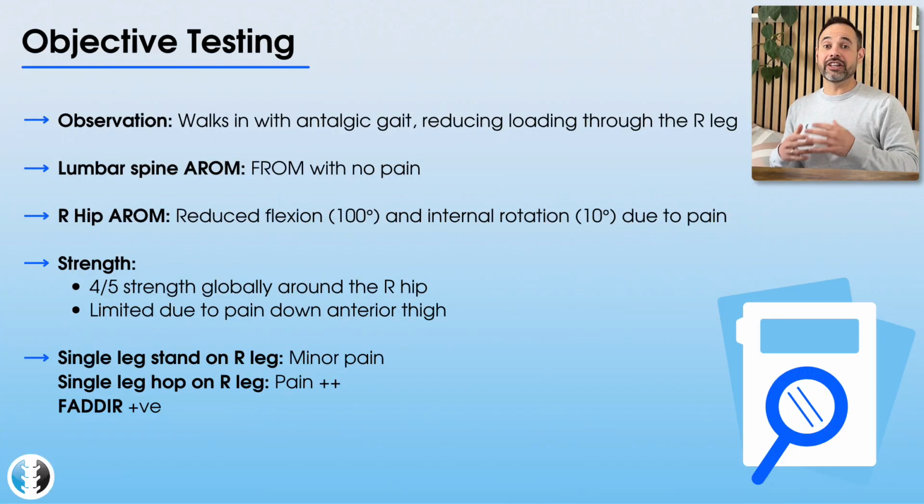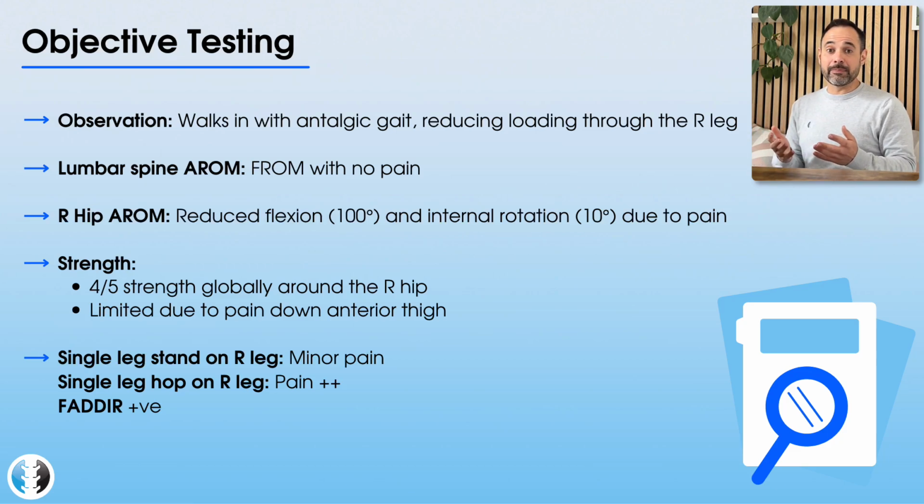So next, let's look at the objective examination. First of all, we do our gait assessment. We can see that this patient walks with a painful or antalgic gait, and in particular, they don't like spending time on their right leg during stance phase. It's clear that they don't like loading the right leg as much, and they're clearly limping on their right leg as a result, trying to get onto their left leg as quickly as they can.